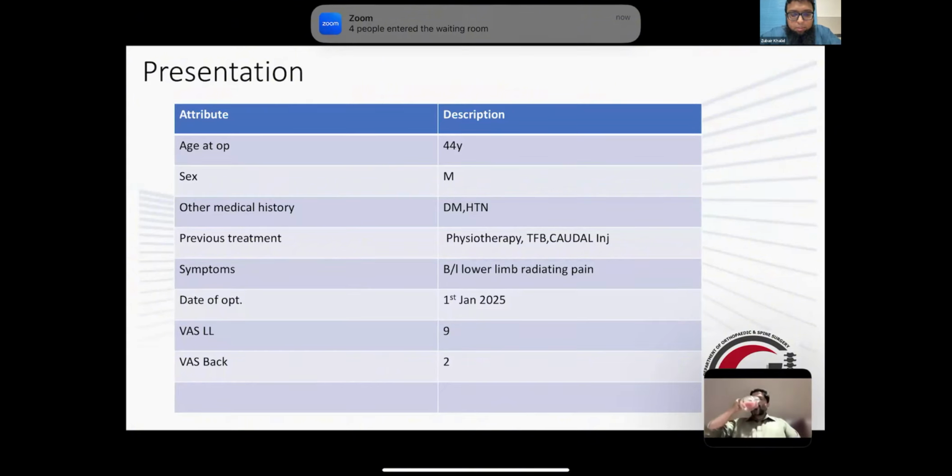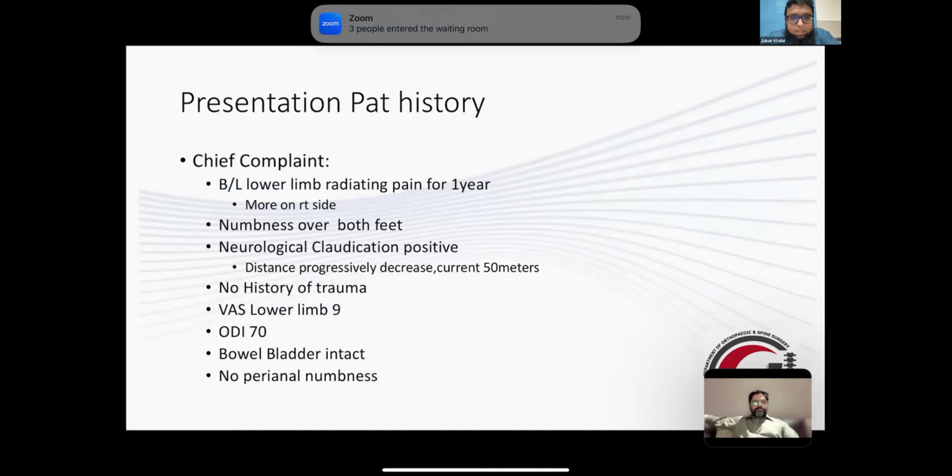The patient has bilateral lower limb radiating pain, which was treated conservatively, and this conservative and injectable treatment failed. The patient presented with a chief complaint of bilateral lower limb radiating pain to both lower limbs for 1 year, more on the right side. The patient has numbness of both feet with neurogenic claudication distance reaching up to 50 meters. The patient has a VAS score of the lower limb of 9 and Oswestry Disability Index score of 70. The patient's bowel and bladder were intact with no perianal numbness.